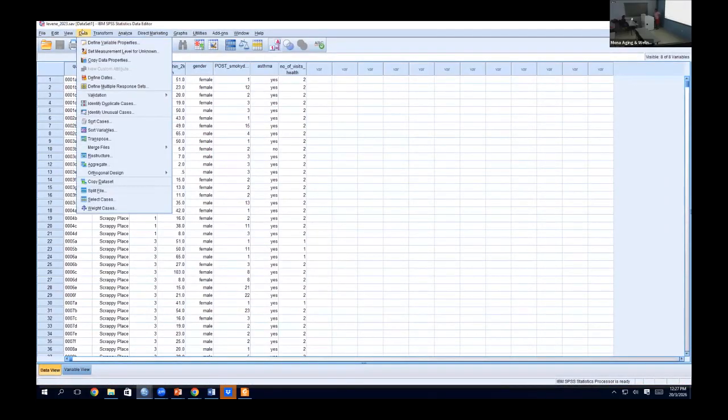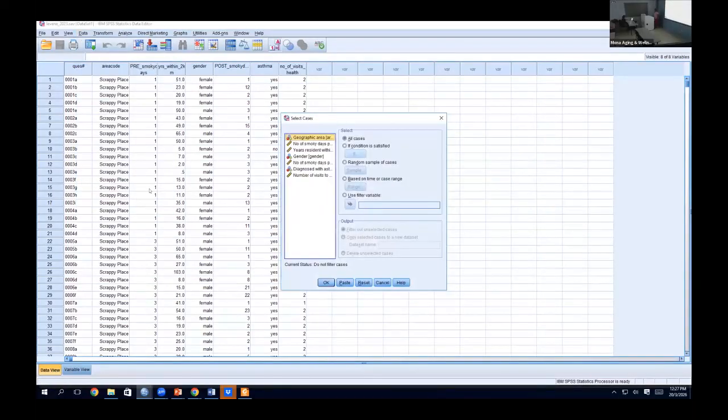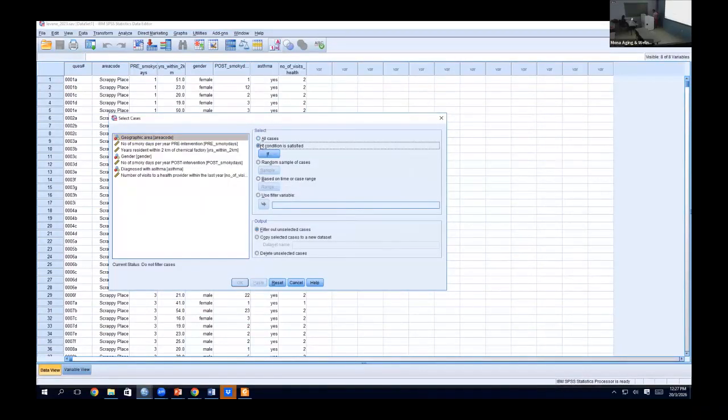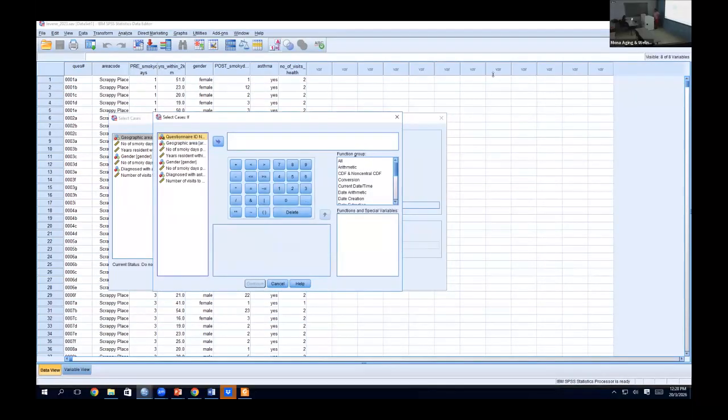So we go data, select cases. So we're still in Levine, so make sure you're in Levine. So data, select cases, and we're going to click on if condition is satisfied, and then you're going to click on if.